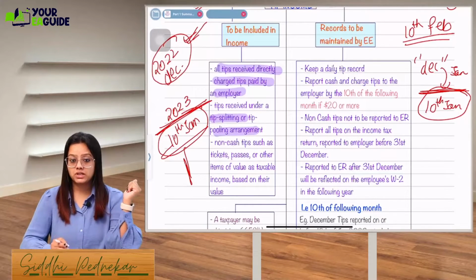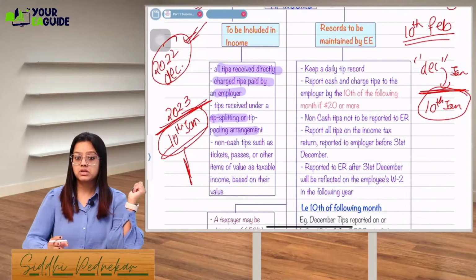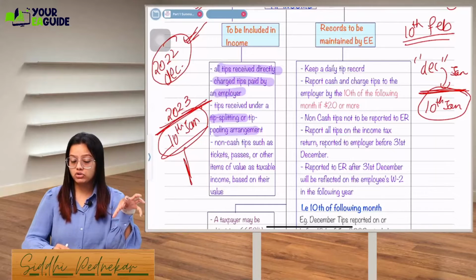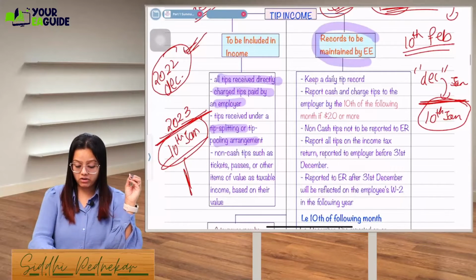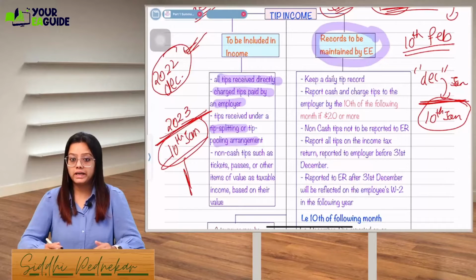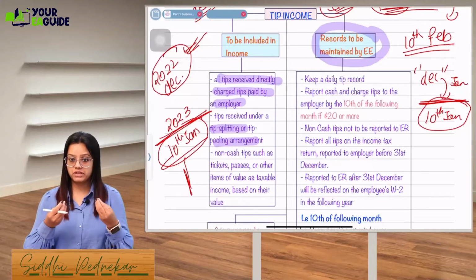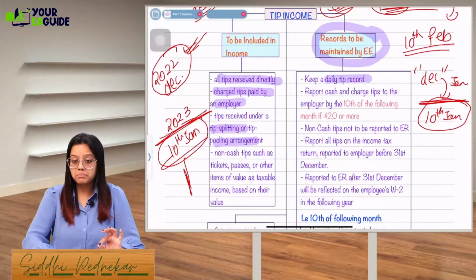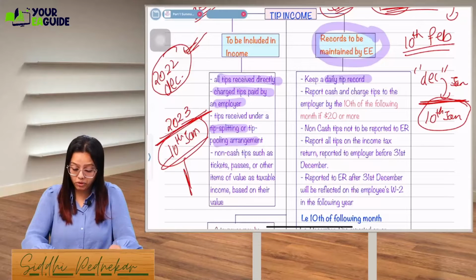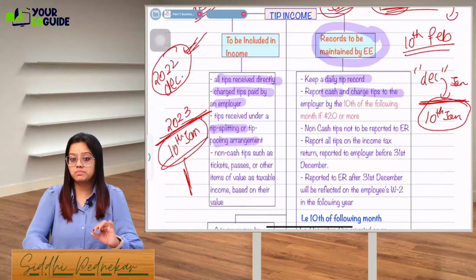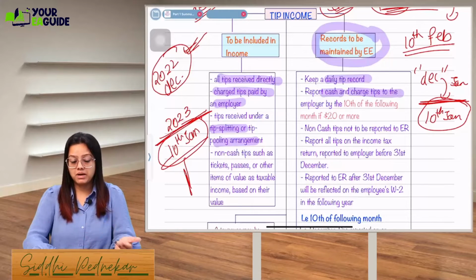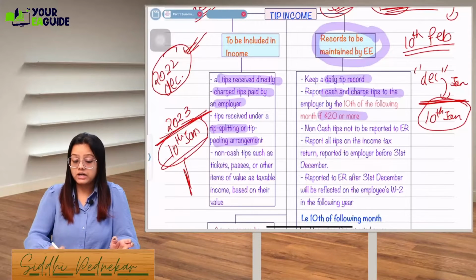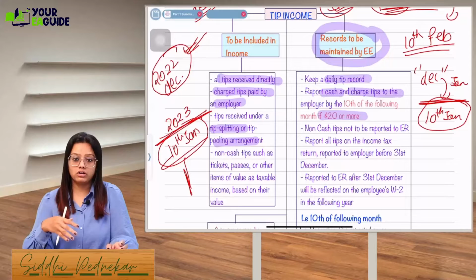Non-cash tips such as tickets, passes or any other items, based on their value, you'll have to report as income. Okay, now what are the records which need to be kept by the employee? Being an employee, when I'm receiving the tip, I'll have to keep a daily tip record and report the cash and charge tips to the employer on the 10th of the next month if my tip income is $20 or more.